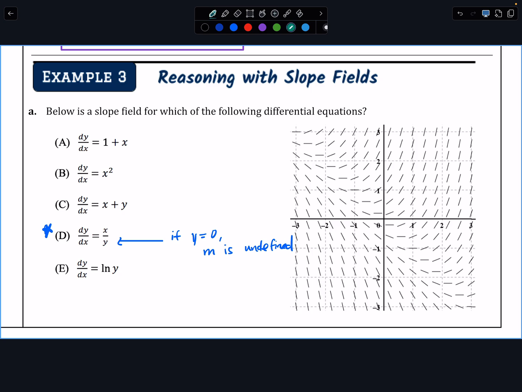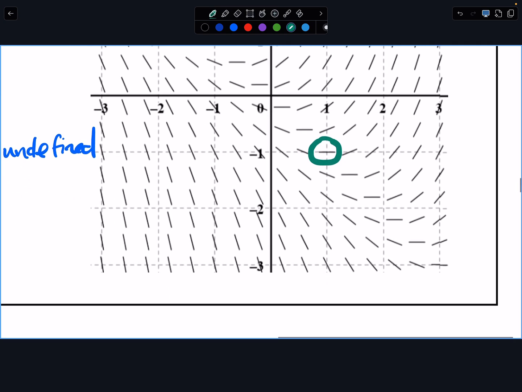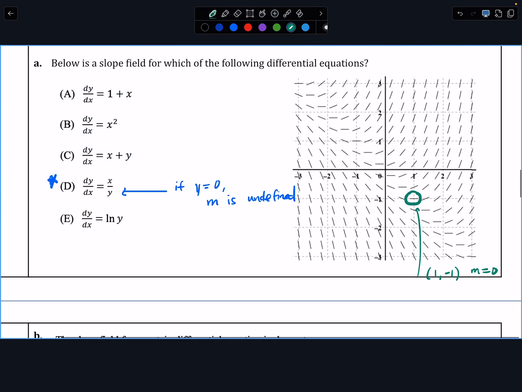What you could also do is pick a point where you for sure know the slope. What I want you guys to notice is this is a point 1, -1, right? Can you guys see that on the graph? What's the slope right there? 0. So what you could do is plug in 1, -1 into these equations. And if it's not 0, it can't be that equation. Does that make sense? Does this equation even have a y? No. So x is 1, right? What's 1 plus 1? Is that 0? So it can't be A.